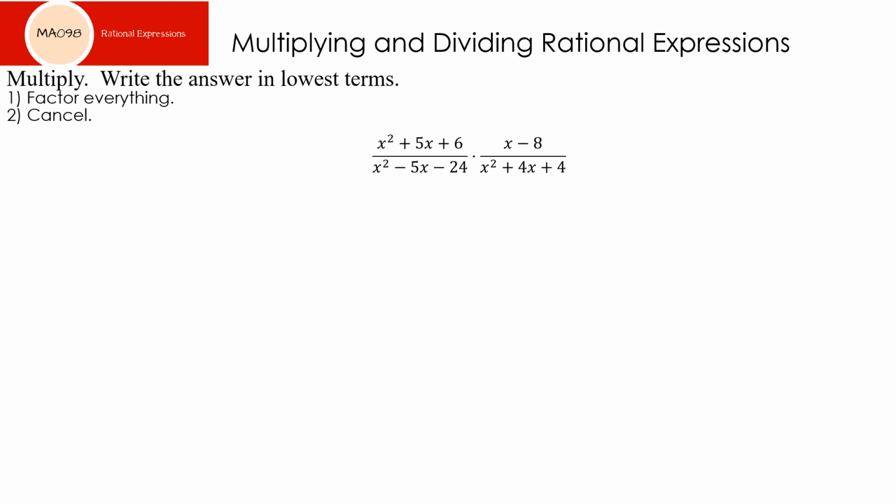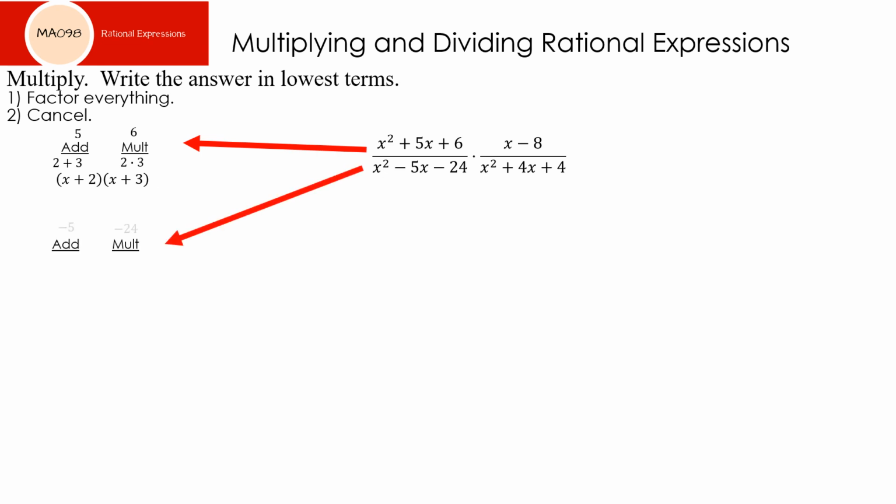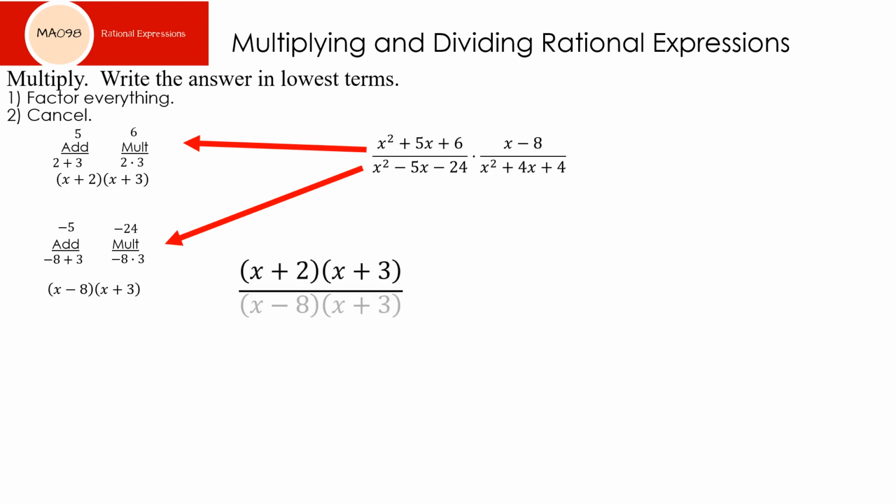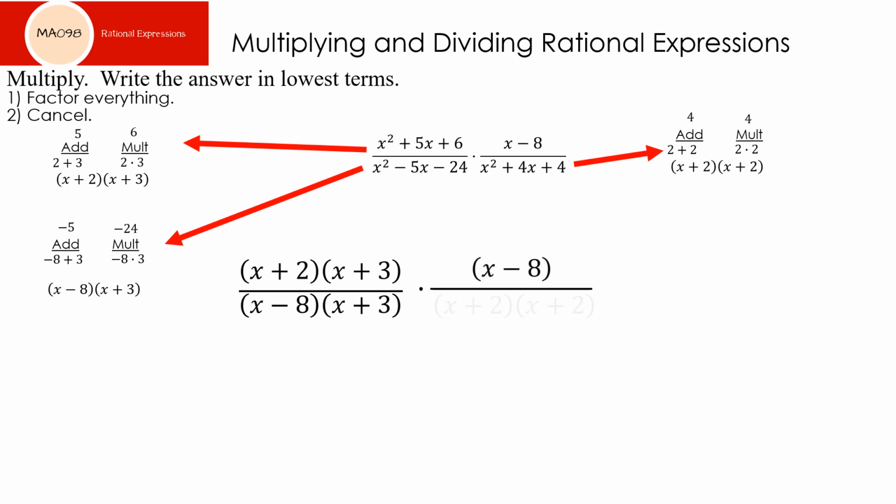All right, let's see how you did. When I factor the top one, I know that I have to multiply to 6 and add to 5. So I end up with x plus 2 times x plus 3. For the bottom one, I know I have to multiply to negative 24 and add to negative 5. That gives me x minus 8 times x plus 3. And I just substituted those in. Let's look at the other side. I have to multiply to 4 and add to 4. Well, in this case, that's just 2 times 2. So it factors into x plus 2 times x plus 2. So let's substitute that in.